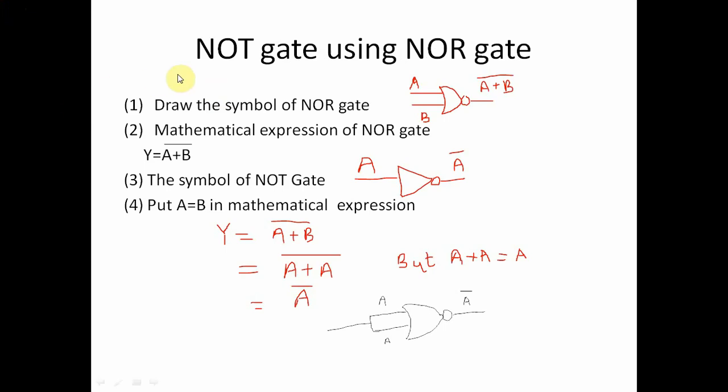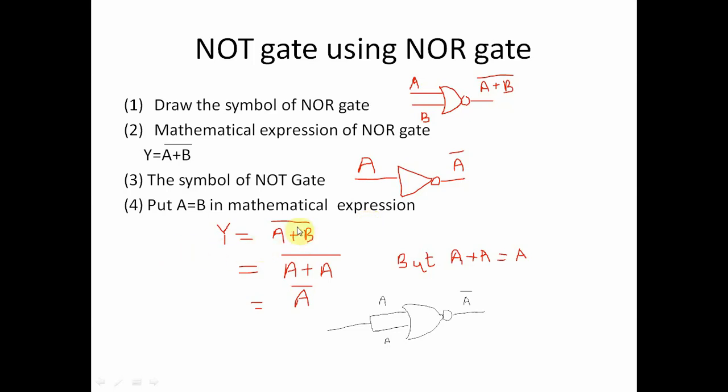These are some steps related to the implementation. First, draw the symbol of NOR gate. This one is the symbol of NOR gate. Then the second step is to draw the mathematical expression of NOR gate. The mathematical expression of NOR gate is y is equal to (a plus b) bar. Now in the third step, the symbol of NOT gate. This one is the symbol of NOT gate. And in the fourth step, put a is equal to b in the mathematical expression of NOR gate.